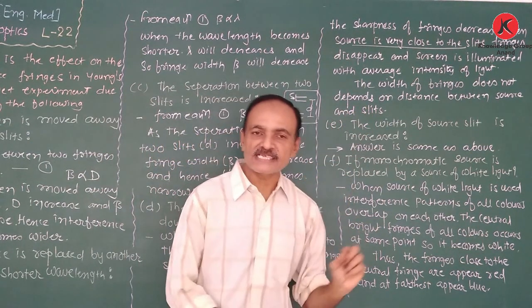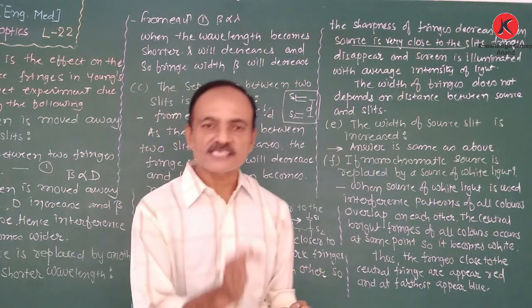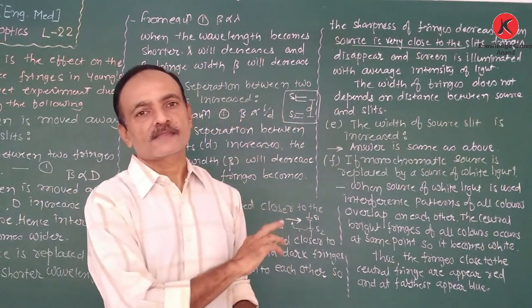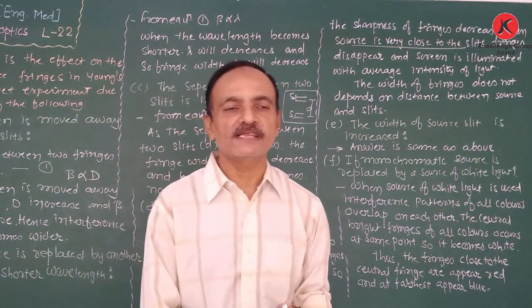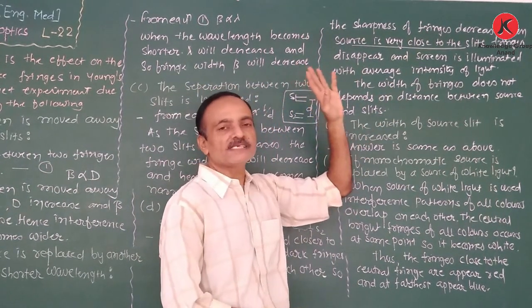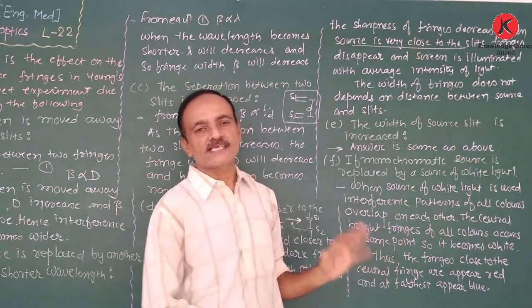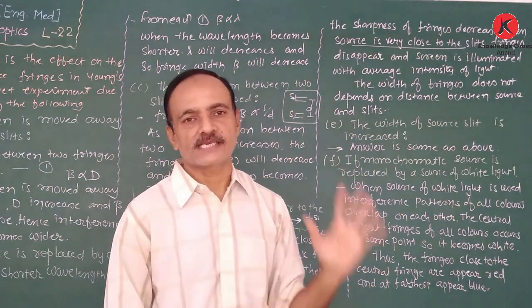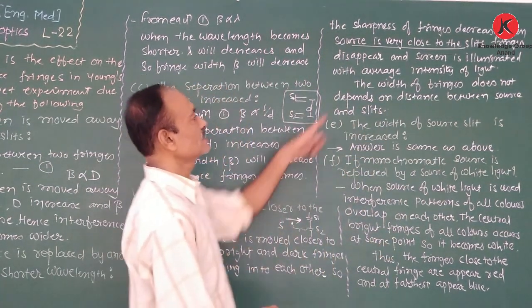If a minor change takes place in the distance between the source and slit, there is no effect on the width of the fringes, because the width of the fringes does not depend on the distance between the source and slit. Clear? So that is the answer.